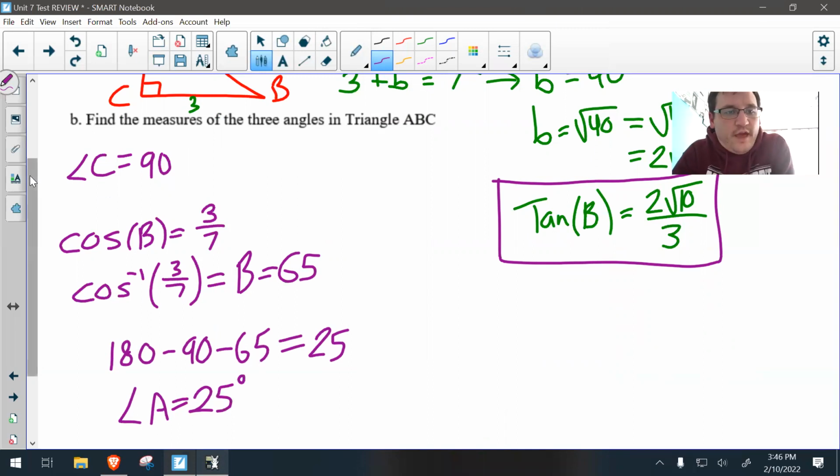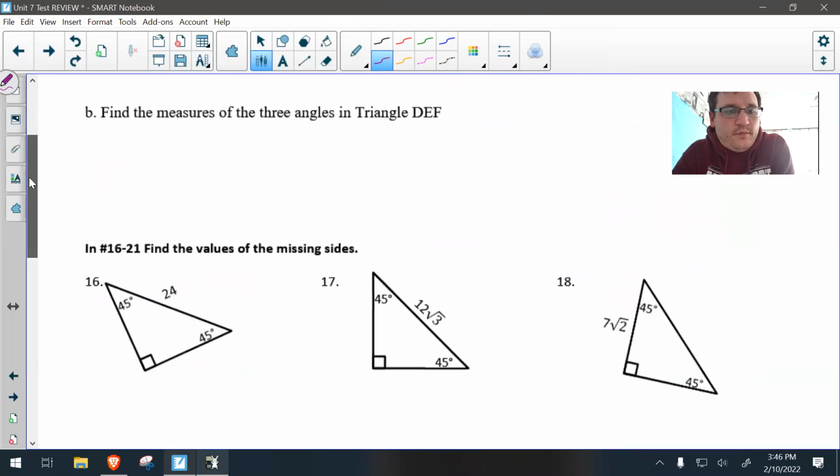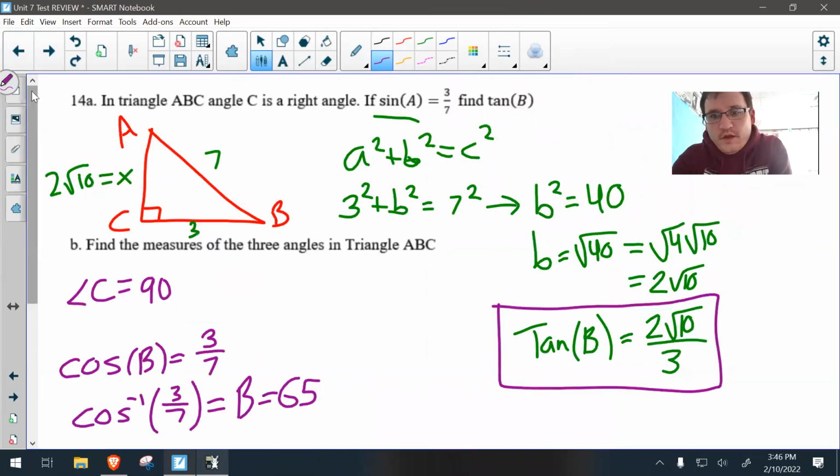So I'm pretty sure that was the last one on page 3. All right, so this page was all about your 30, 60, 90, reviewing all of that stuff, your SOHCAHTOA, the early trig stuff. So I think there are 2 questions like that on your test. All right, so that was page 3. Next video will be page 4.